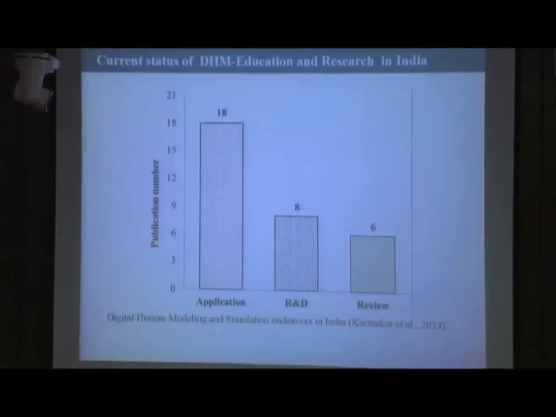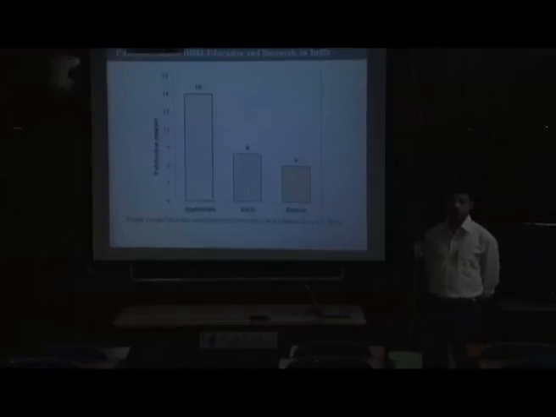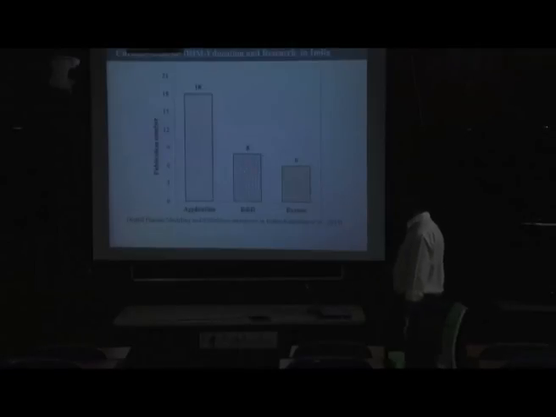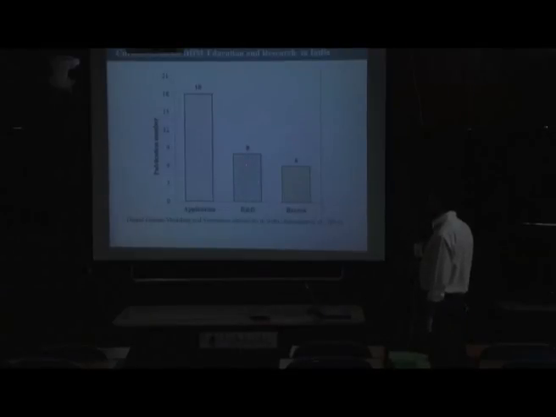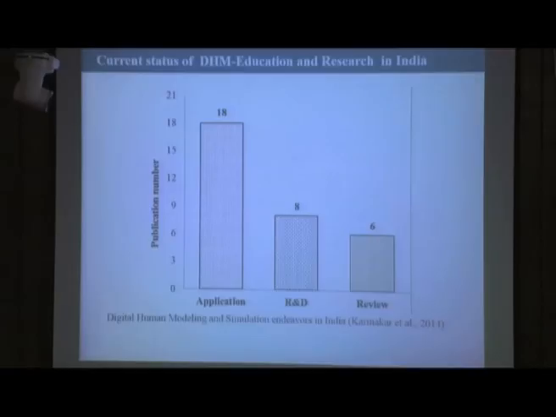For that purpose, I am referring to one paper published by me in 2014. After 2014, there are 18 publications from India related to application of various types of digital human modeling software for product or workstation design and evaluation. Related to research and development, meaning either creating a digital human model or modifying its body parts, there are 8 reported studies from India. Literature review based papers or review articles published from India till 2014 number 6.